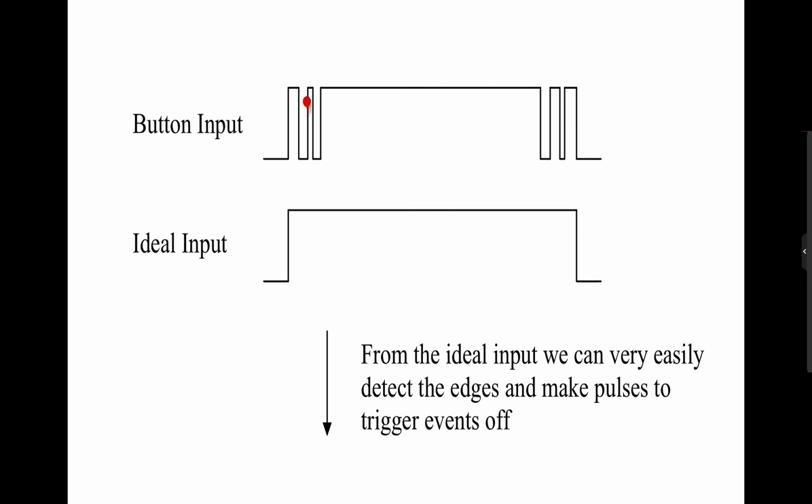So this here is what it looks like when you press it. There's some noise. And this is what it looks like when you release it. There's some noise. In an ideal situation, it would look like the one down here, where there's one clean transition up and one clean transition down. From the ideal input, we can very easily detect the edges and make pulses to trigger events off.